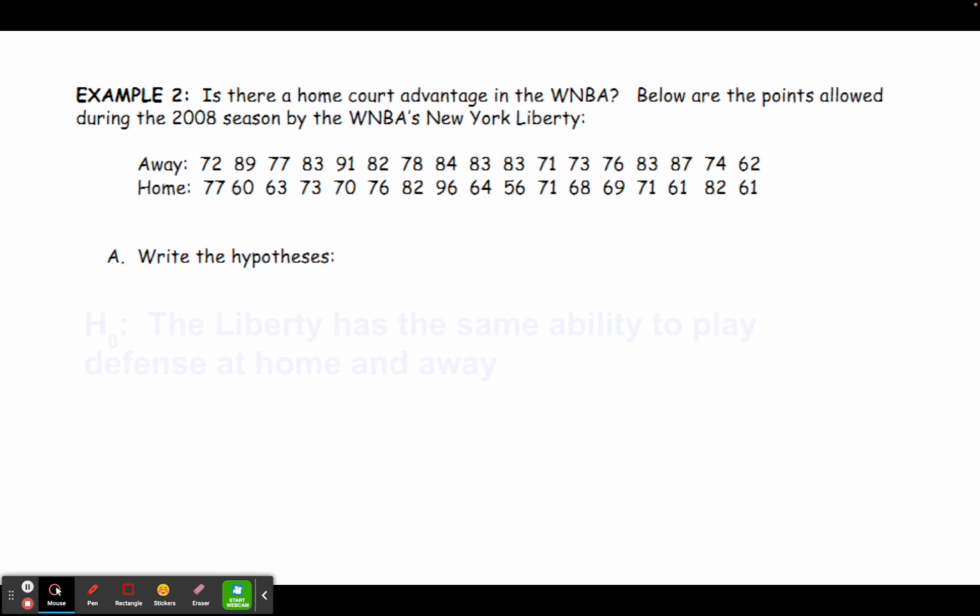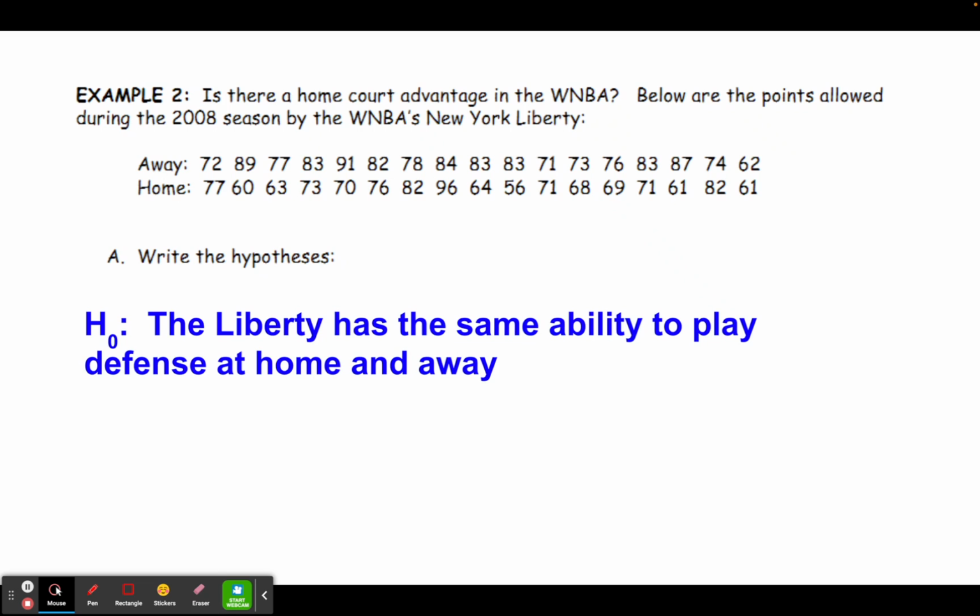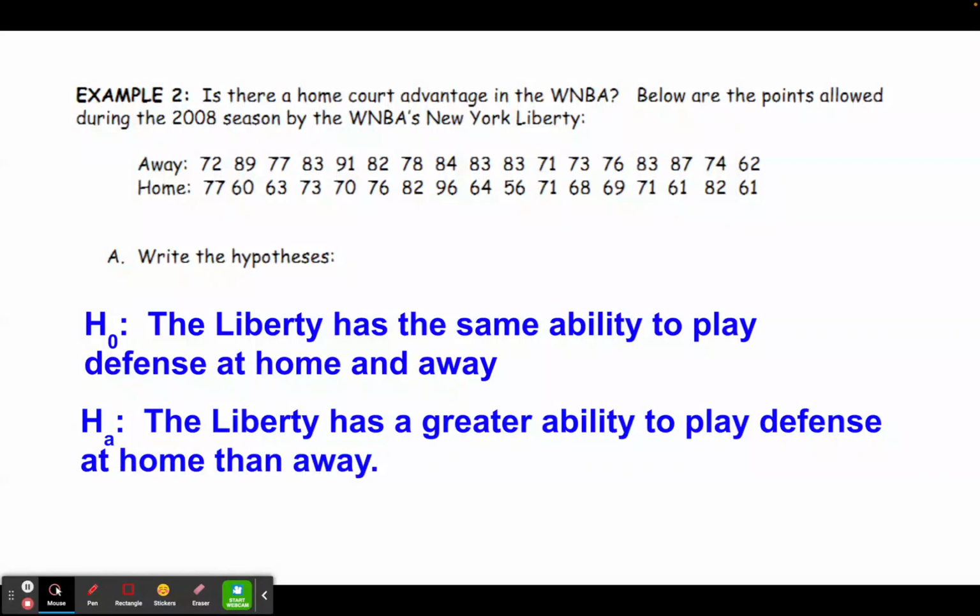Let's start by writing our hypotheses. The null hypothesis would be that the Liberty has the same ability to play defense home and away. Our alternative is that they have greater ability to play defense at home than away. And the reason we worded it that way is because the stem of the problem is asking about a home court advantage. So that leads us to believe that our data is going to show us that.